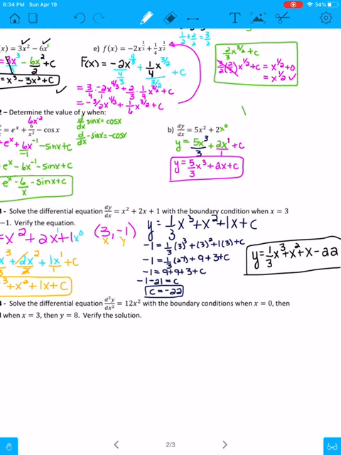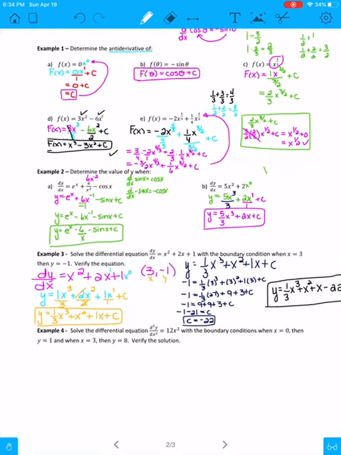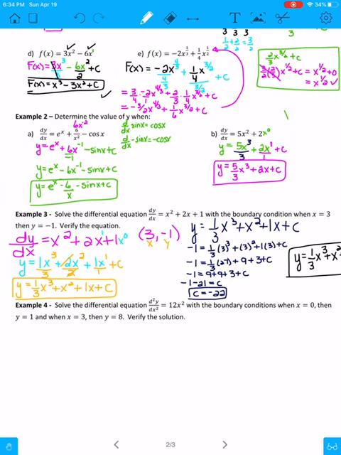Okay? Another thing they could do, they could give you the second derivative. So solve the differential equation, d2y dx squared equals 12x squared. So now they want the original, so I'm going to actually have to work backwards through the derivative twice. With the boundary conditions, x equals 0 and 1, so they gave me a point off the original, 0 and 1, and 3 and 8.